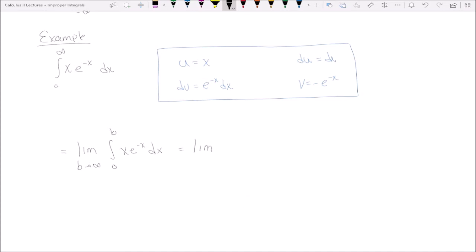Then this will be the limit as b approaches infinity of negative x e to the negative x, evaluated from 0 to b, minus the integral from 0 to b of v du. So e to the negative x dx, right? That negative cancels with the other negative, so that's why it's plus.